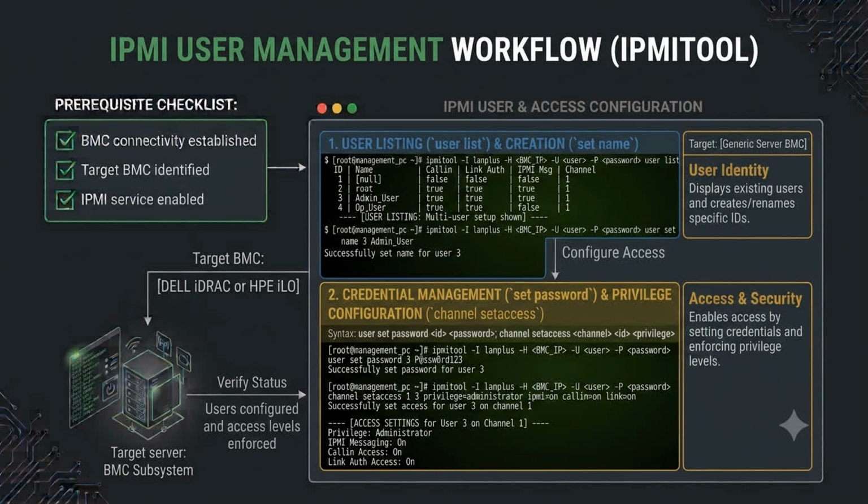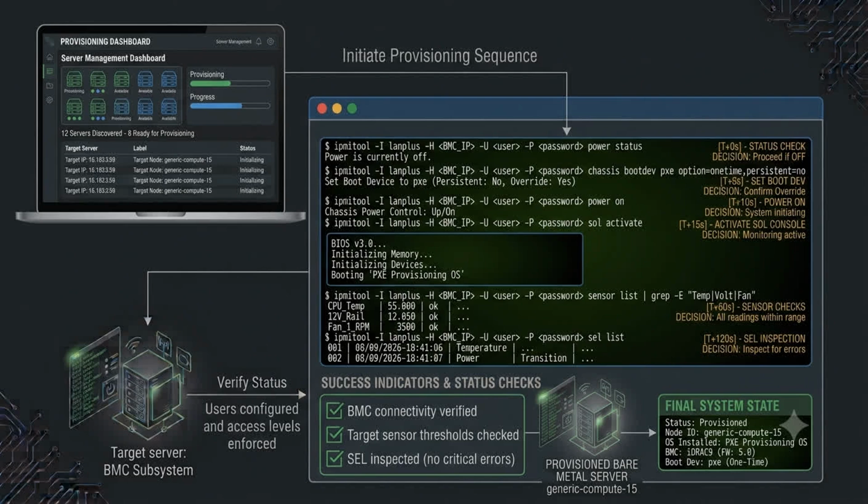Step 1. Check power status with ipmitool power status. The server is off. Step 2. Set boot device with ipmitool chassis bootdev pxe. The server is now configured to boot from the network. Step 3. Power on the server with ipmitool power on. The BMC sends a signal. The power supply turns on.